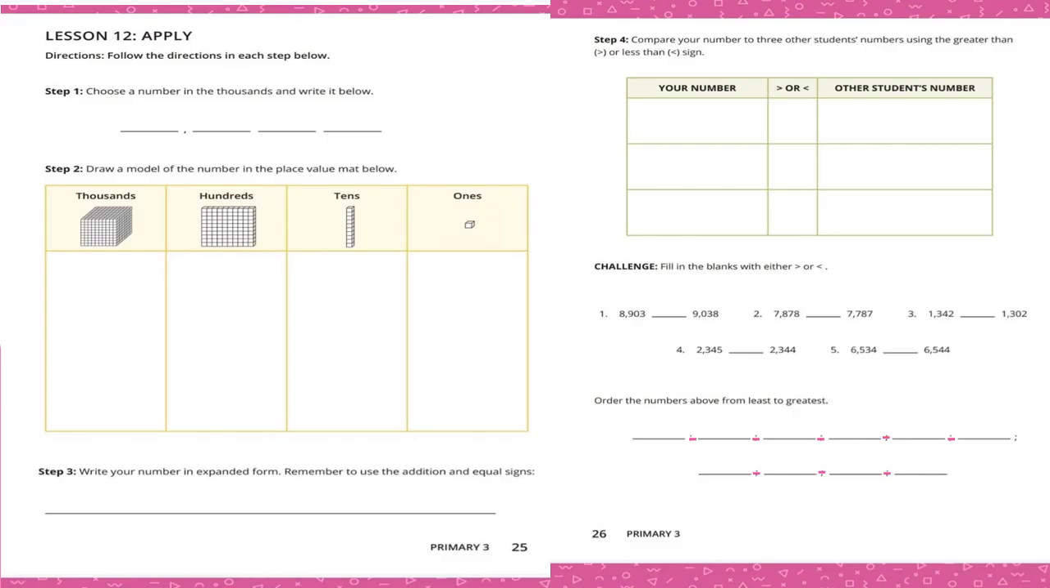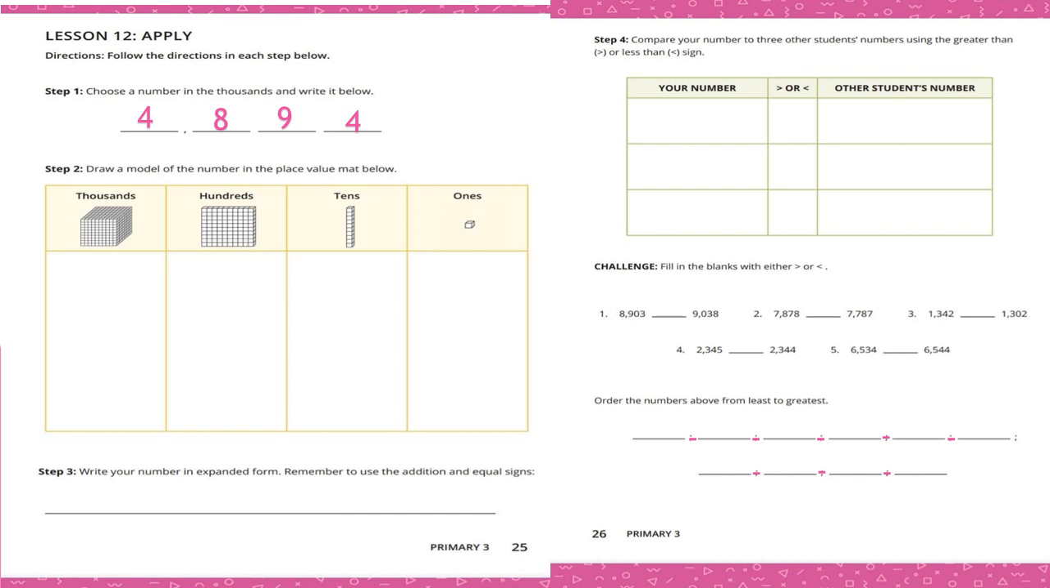Open your book page 25 and 26. Lesson 12. Follow the directions in each step below. Step 1. Choose a number in the thousands and write it. We will choose a number in thousand, means 4 digits. So we write 4,894.